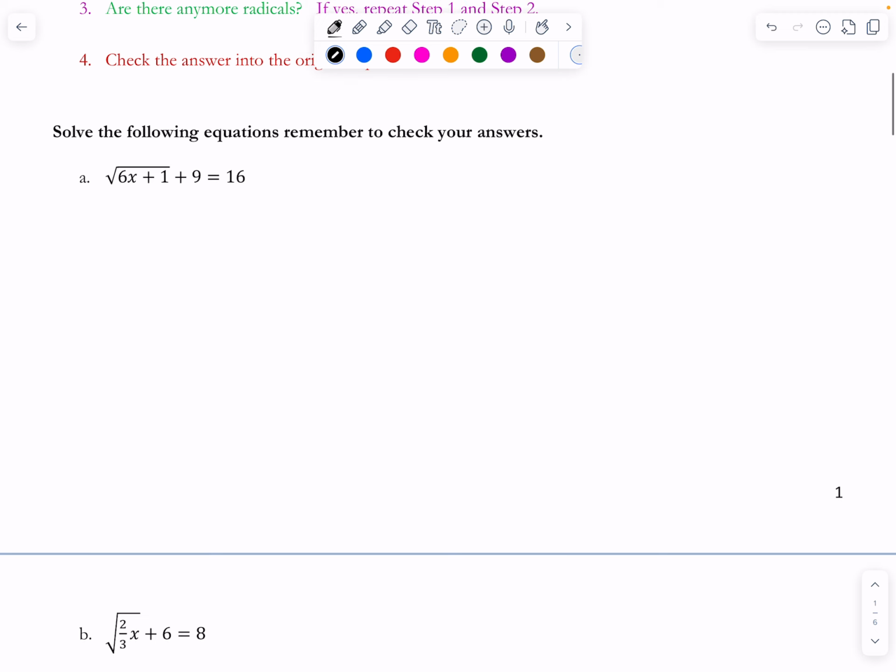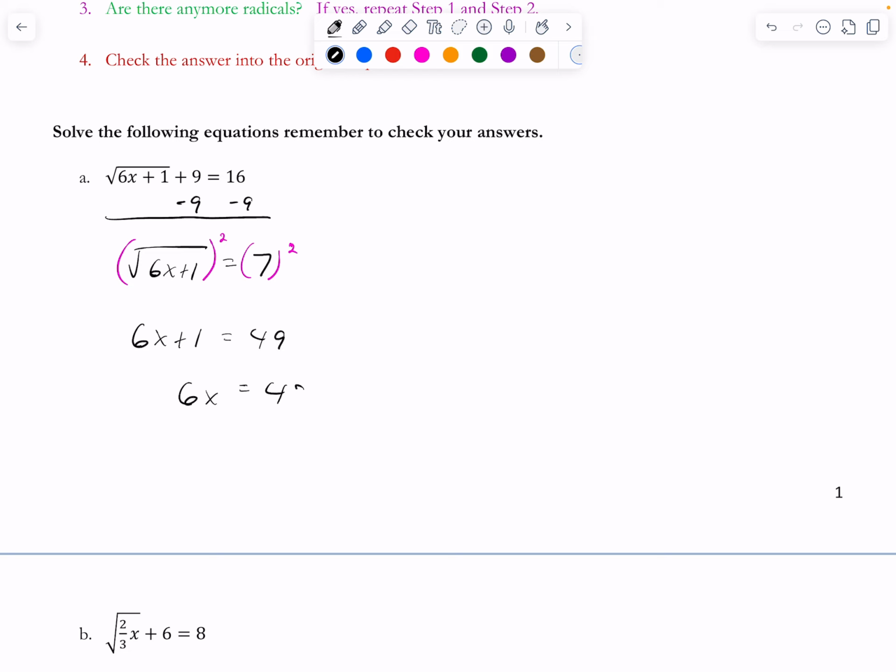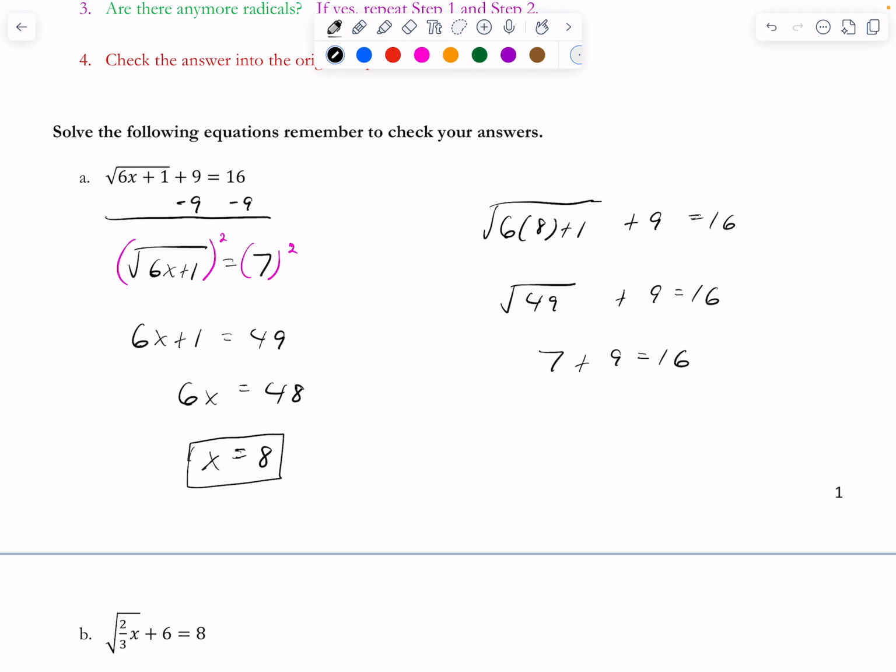All right, so here I'm going to move this 9 to the other side with subtraction to isolate the radical. All right, once I've isolated it, I can take both sides and raise them to the second power. That will get rid of the radical on the left side, and 7 squared is 49. Moving the 1 over with subtraction gives me 48, so x is equal to 8. Always check it. Square root of 6 times 8 plus 1 plus 9 equals 16. So that's going to be 48 plus 1 is 49. That's 7 plus 9 is 16. That is correct. So 8 works.